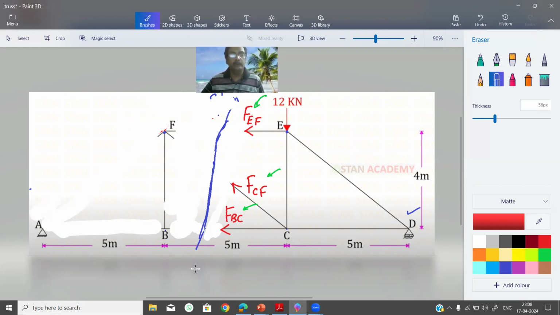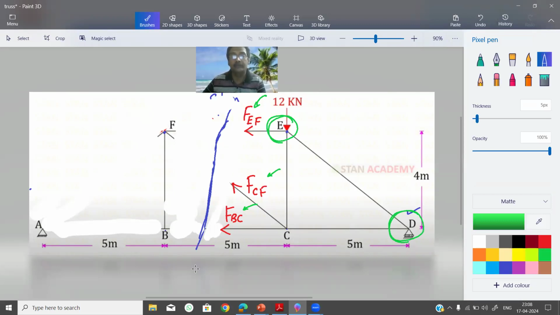Okay. Now you are looking, see, in the diagram, you have different points. What are the different points? I am marking with the green color. So moments can be taken from the point D. Moments can be taken from point E. Moments can be taken from point C. That is confined to the right hand section.